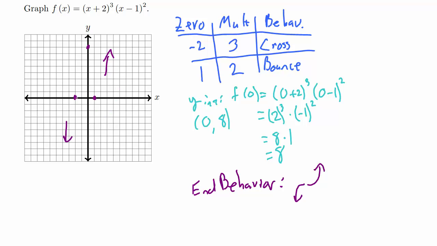Now, let's look at the -2. It crosses, but it doesn't cross in a linear fashion because its multiplicity is 3. So here, you should make it look a little bit cubic. If you were to zoom in here, that looks like a cubic function. It'll go up, crossing the zero, and then down to here, and at the 1, it bounces. So it's going to look a little bit quadratic at that point. And then just connect everything.